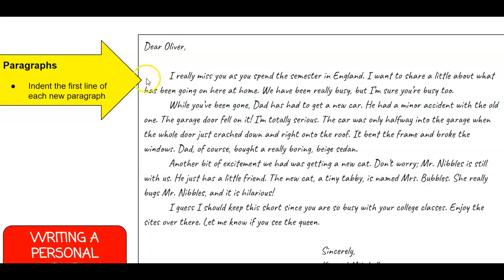The Tab key will bump the first line of the paragraph in, and it knows that if your paragraph happens to go to the second line, it no longer indents it. Each time you start a new paragraph, you will have to hit the Tab key again and indent. You will start a new paragraph every time you change topics.